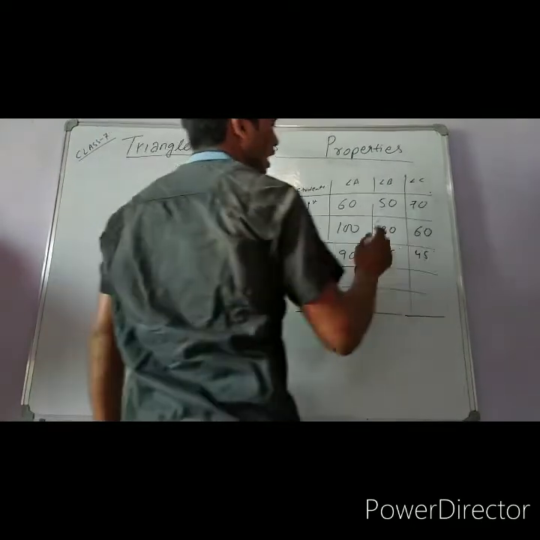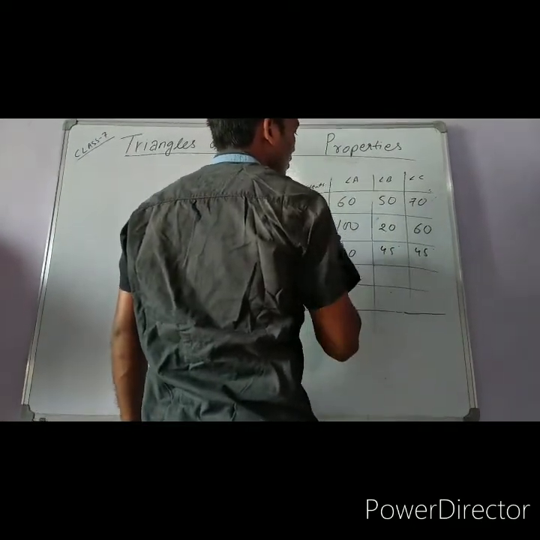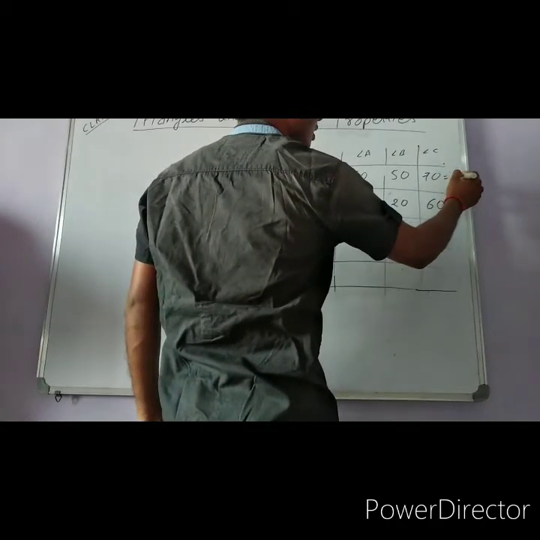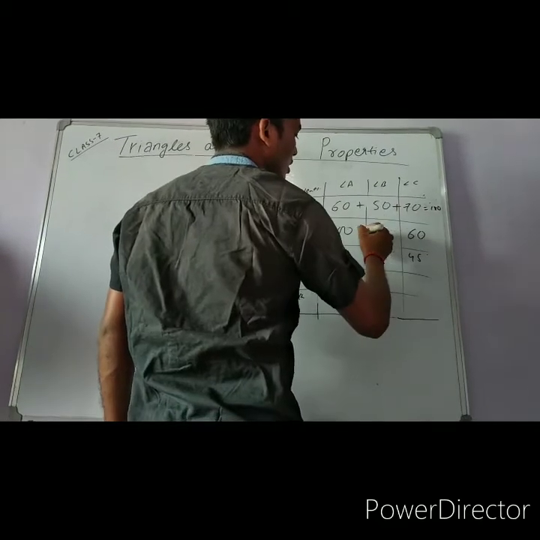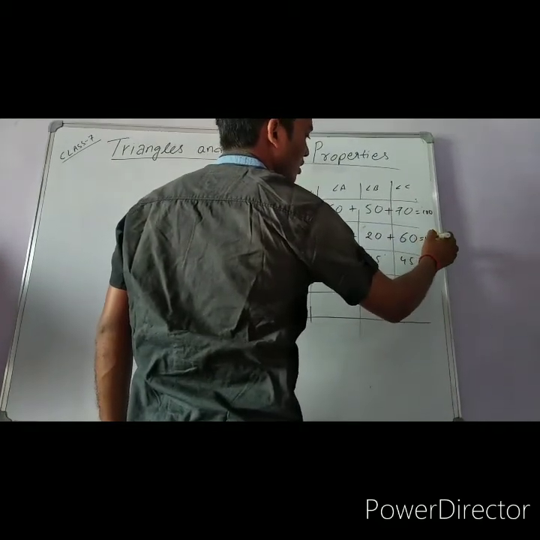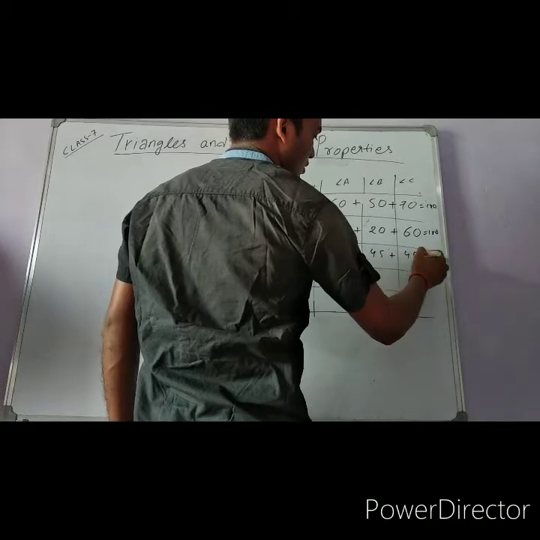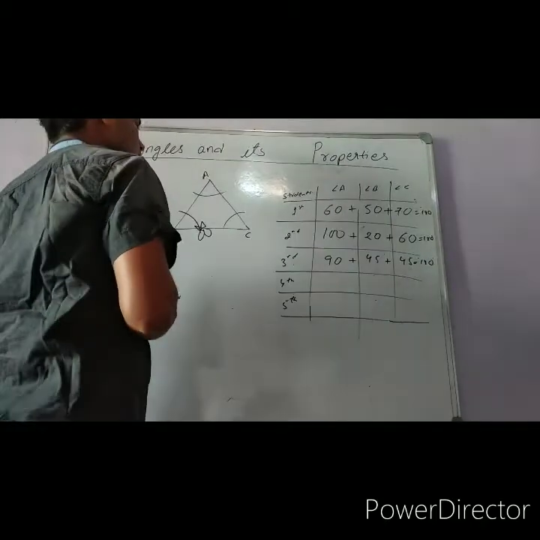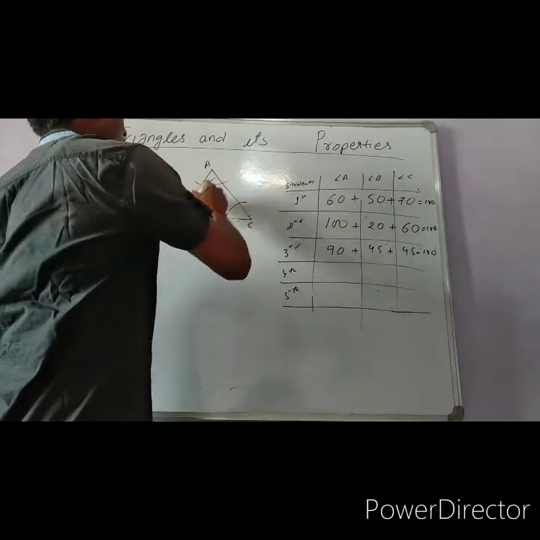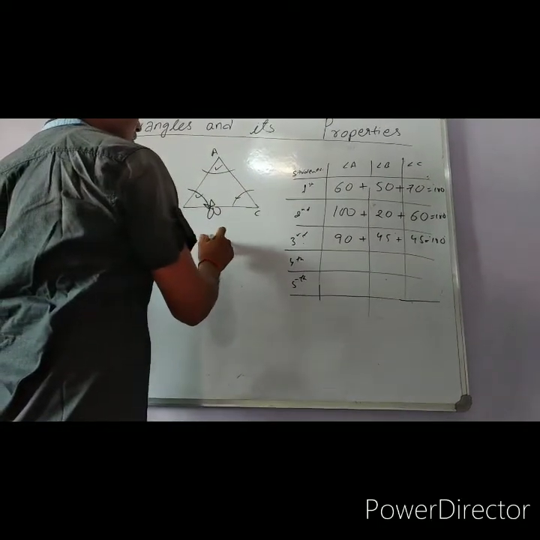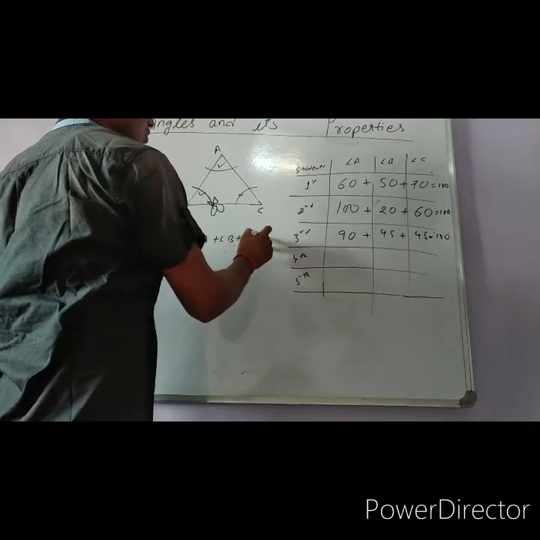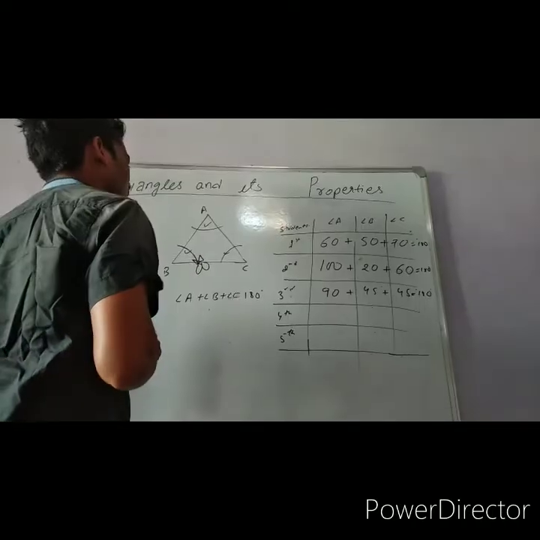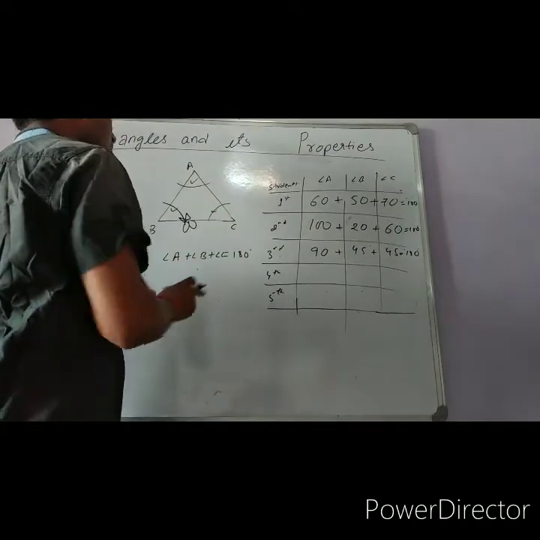Now you have to add all these angles. The measure of the angle 60 and 50, 110 and 70, this is 180 degree. Just add it, you got 180 degree. So what is the conclusion you got? You got that the sum of all these three angles, angle A plus angle B plus angle C, is 180 degrees. So this is one of the properties of the triangle. The sum of all angles of the triangle is 180 degrees.